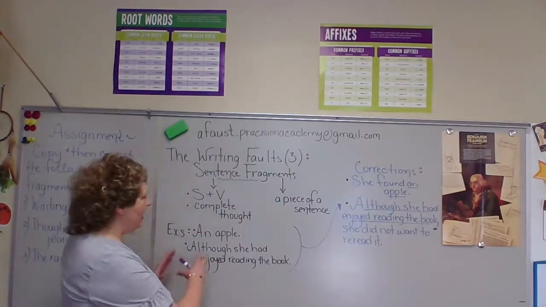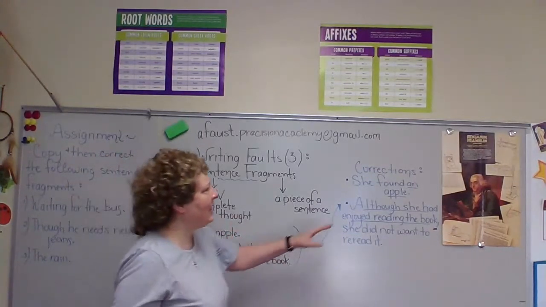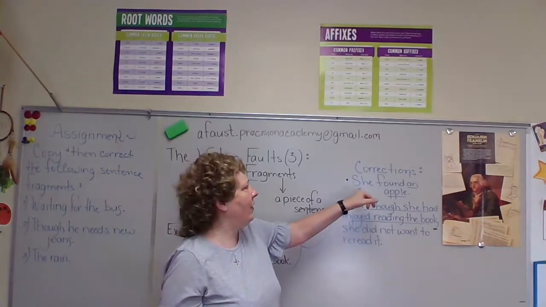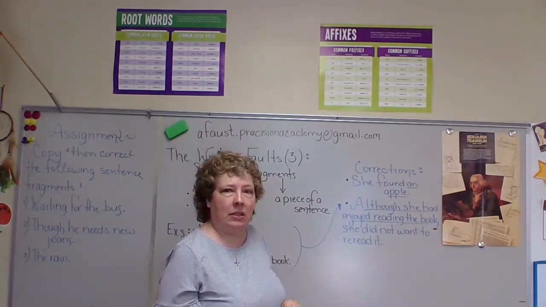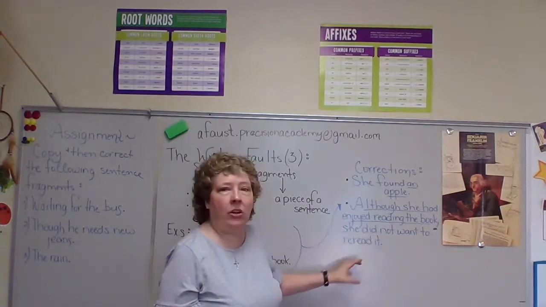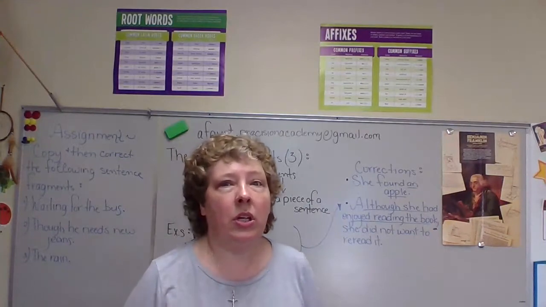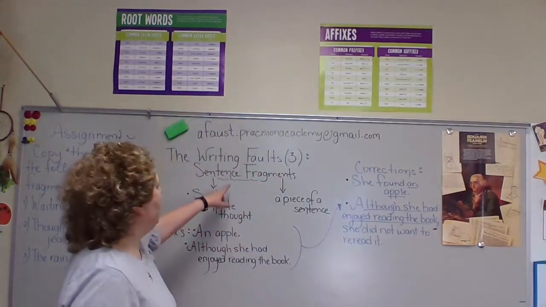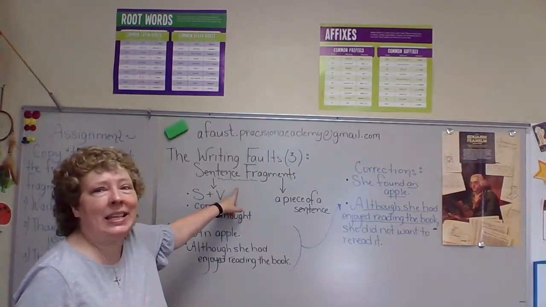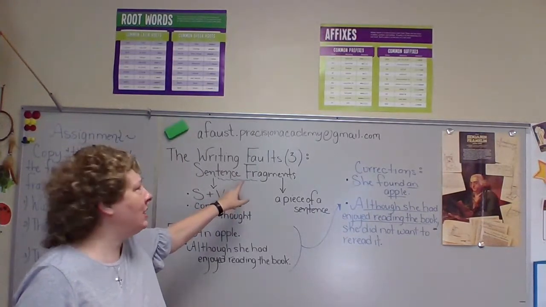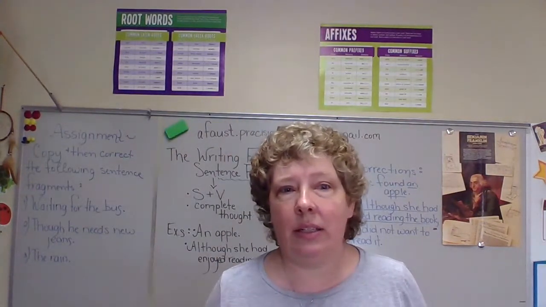So, this is a fragment right here. This is a fragment. This is now a sentence. You gave it a subject and you gave it a verb. Here, you gave it the IC. That's what you need to do to avoid this writing fault. Okay? They happen easily. Try to stay away from them. All right? Any questions? Nope?